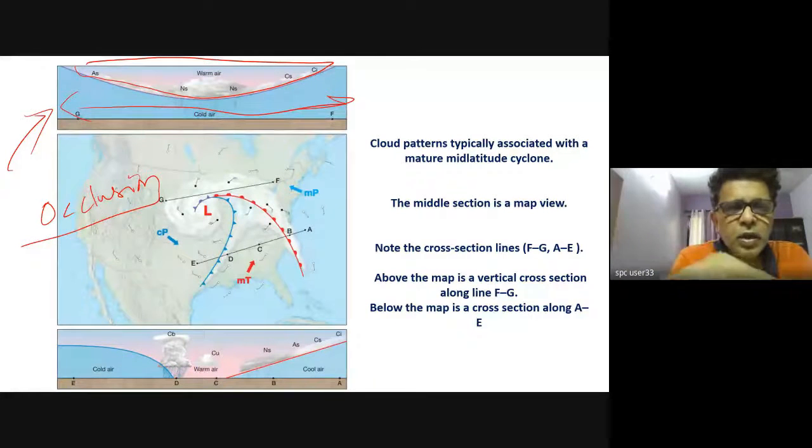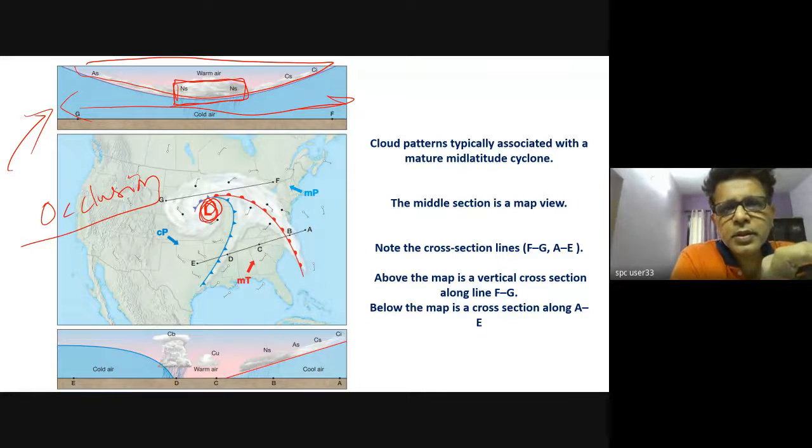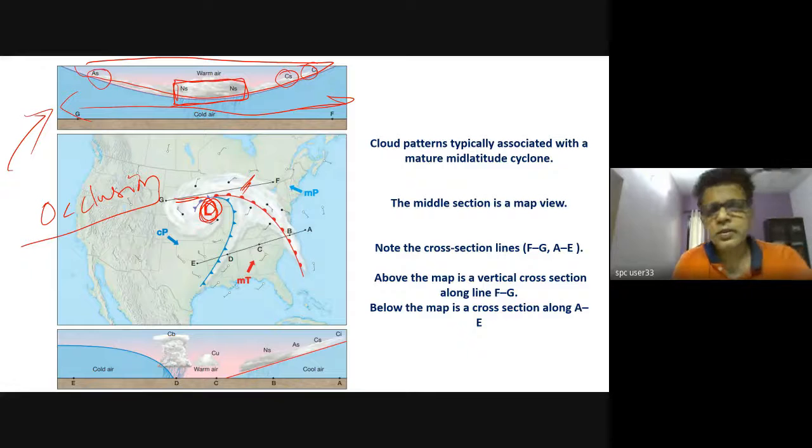Okay, and in that also you'll see that in the central part here, the central part where you have the low pressure, near the low pressure, you have nimbostratus clouds, nimbostratus. And towards this side, you're going to have cirrostratus and cirrus. Towards this side, you're going to have altostratus. Okay, I'm naming the clouds. You don't have to remember them. I'm naming the clouds just to help you to understand what actually is happening at what section.